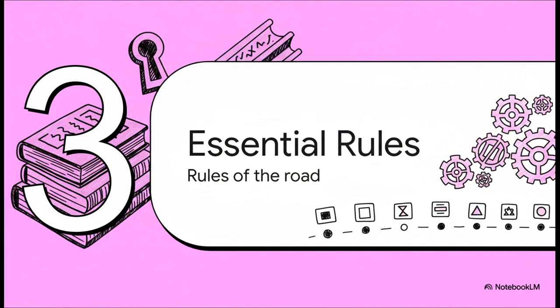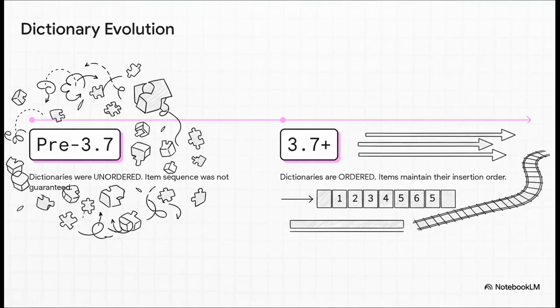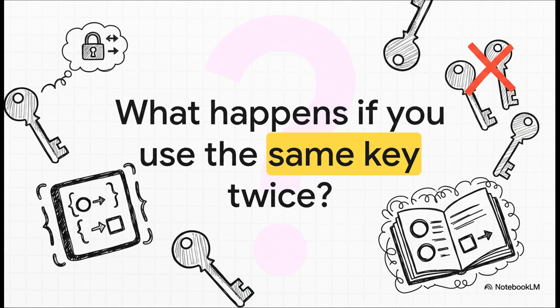All right, every data structure has its own little quirks and rules, and dictionaries are no different. Let's go over the key rules of the road so you can use them without running into any trouble. Remember how I said that dictionaries are ordered? Well, that wasn't always the case. It's actually a pretty recent change. Before Python 3.7, dictionaries were a bit of a Wild West. They were completely unordered. But now they remember the order you add items, which is a huge improvement and makes them way more predictable.